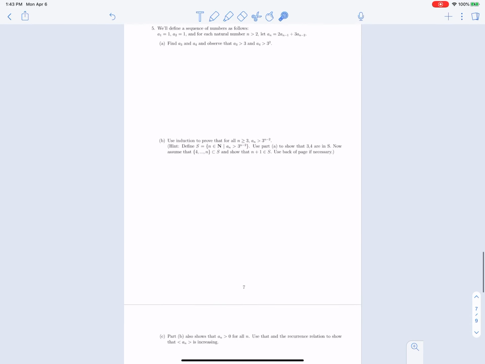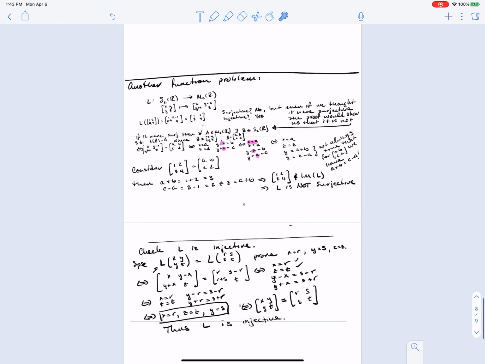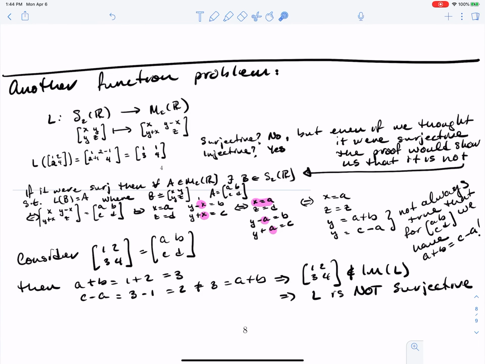And so then I did one more example with Martine, and that was going the other way. I'm going to take the set of symmetric matrices to the set of all matrices. Here, I'm going to map the matrix X, Y, Y, Z. It has to be symmetric, so these have to be equal. And I'm going to map it to X, Y minus X, X, Y plus X, Z.